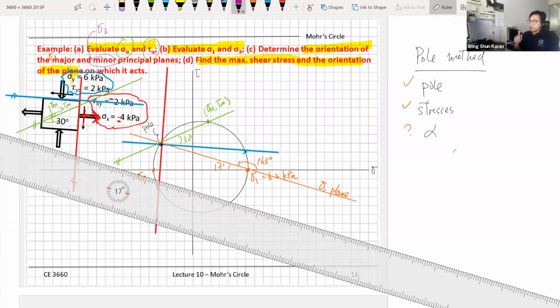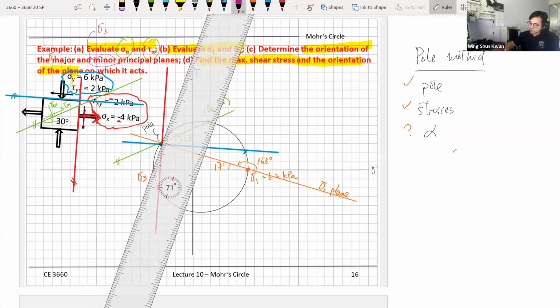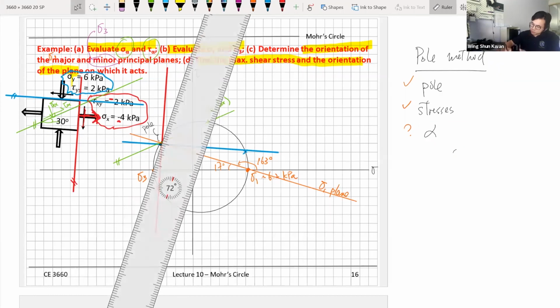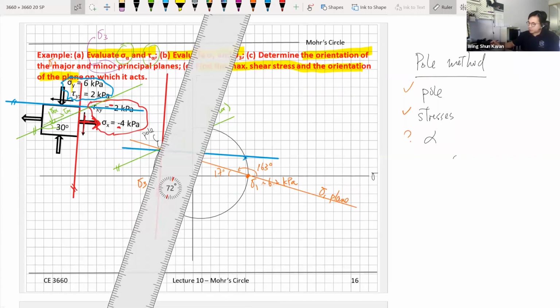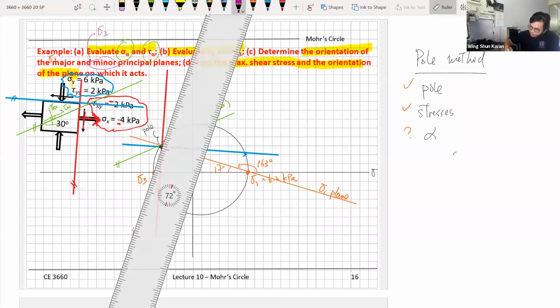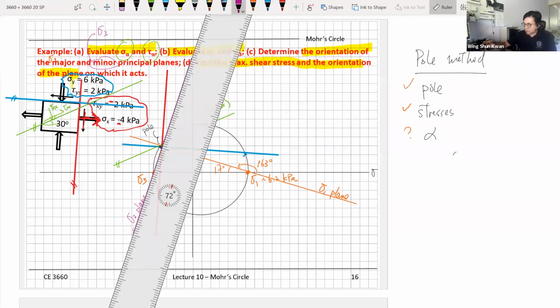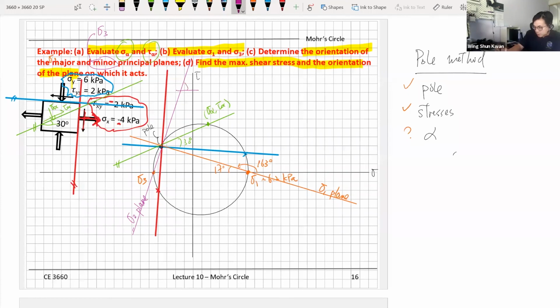Next, you want to find the plane for the sigma 3. So you want to find orientations, you know the stress, and you know the pole. So you know the pole, and also you know the stress at this point. So this will be a sigma 3. Oops. So one more time, this will be a sigma 3 plane. And yeah, the angle is 72 degrees. So this plane is at 72 degrees. Right there, 72. So that pretty much will finish part C.